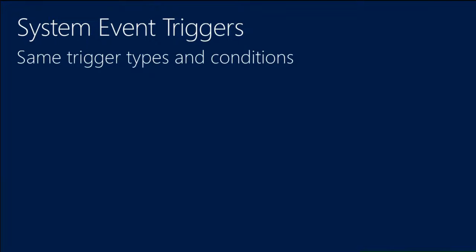System event triggers, all the ones we talked about are still there. None of the APIs changed for them. All the conditions are exactly the same as they were. You have the same six. But you did get two new trigger types we'll talk about here in a second.